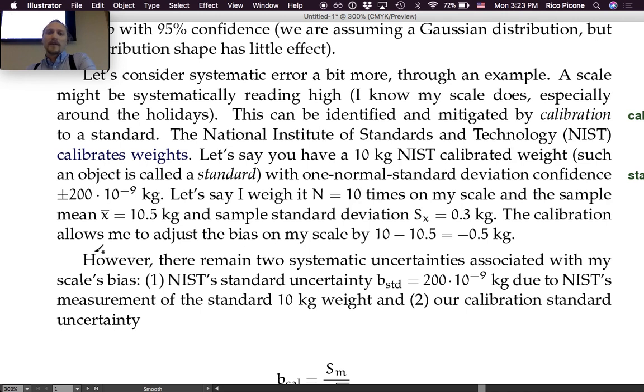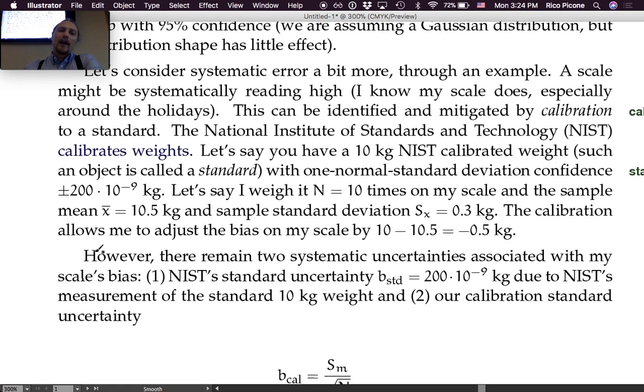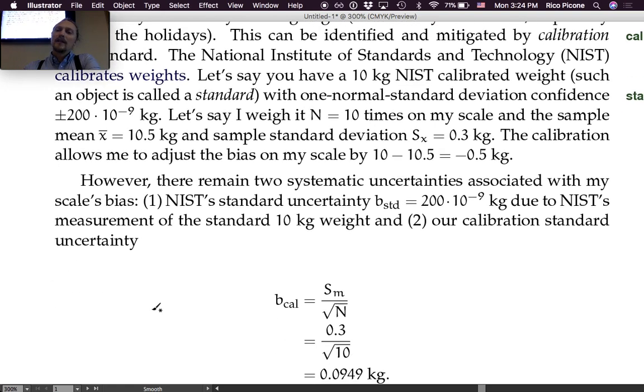So if you're half a kilogram off, there's almost always some way to adjust the calibration, right? So you adjust it so that it reads the correct value when you calibrate it. So 10 kilograms that you know is 10 kilograms, or really, really close to 10 kilograms, should read 10 kilograms if it's properly calibrated. You can adjust it, and that works. However, there remain two systematic uncertainties associated with my scale's bias.